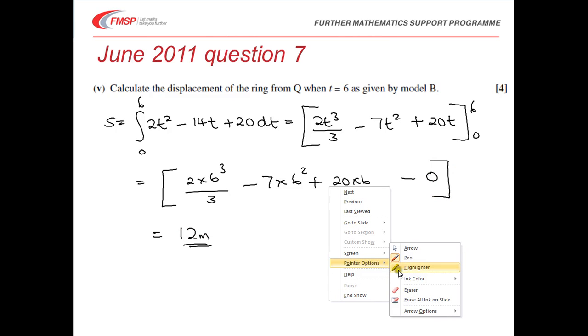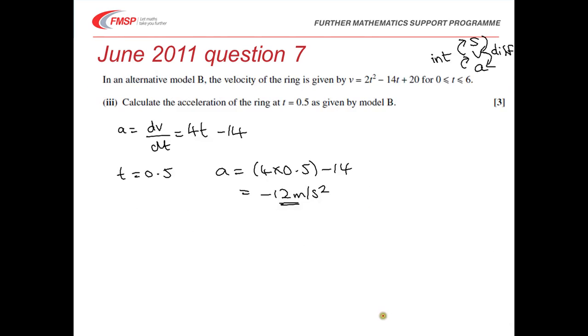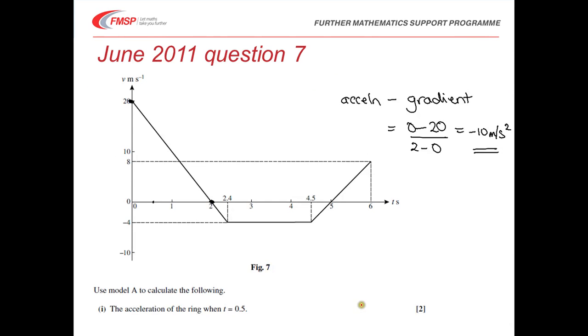So let's go back and have a look at where the marks were allocated in each part of the question. So going back to part 1, for finding the acceleration, you got a method mark for showing that you were finding the gradient, and an accuracy mark for correct answer only there for getting that correct.